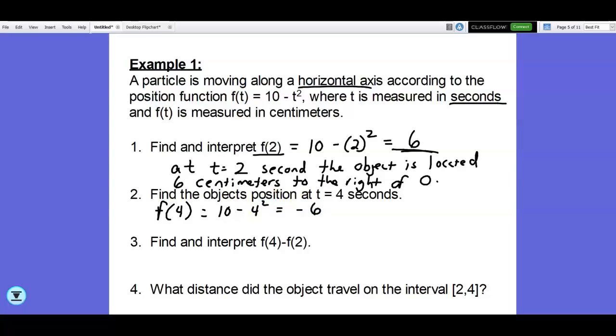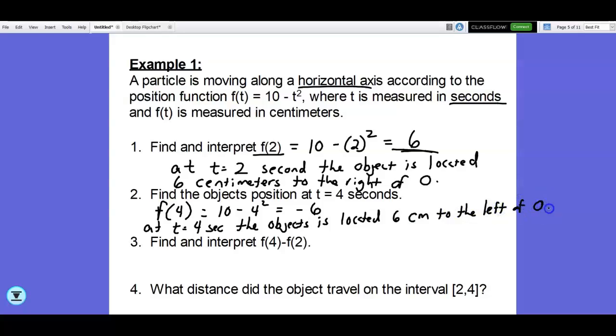What this means then is that at t equals 4 seconds, the object's position is located 6 units, or 6, I keep saying units, but it's centimeters, 6 centimeters to the left of 0, because it's a negative 6.